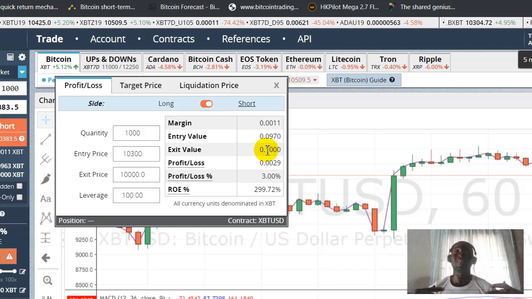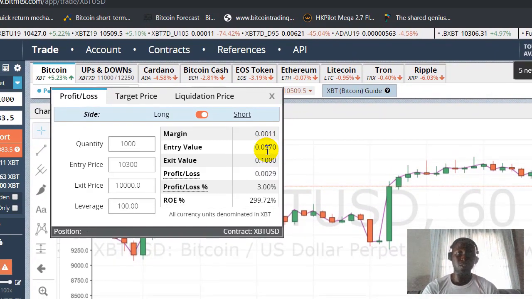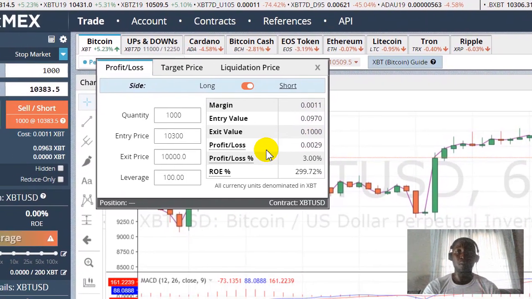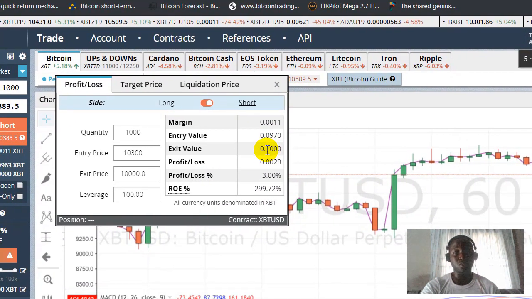Let's say we start with 0.01 Bitcoin and you keep trading, and the value you're going to be increasing is in Bitcoin increments, not in dollar value. You're still trading against the dollar, but your profit is going to be in Bitcoin, not in dollars. So that is what we have. We start with 0.097 with my profit of 299%, and I'm able to convert my profit to 0.1.